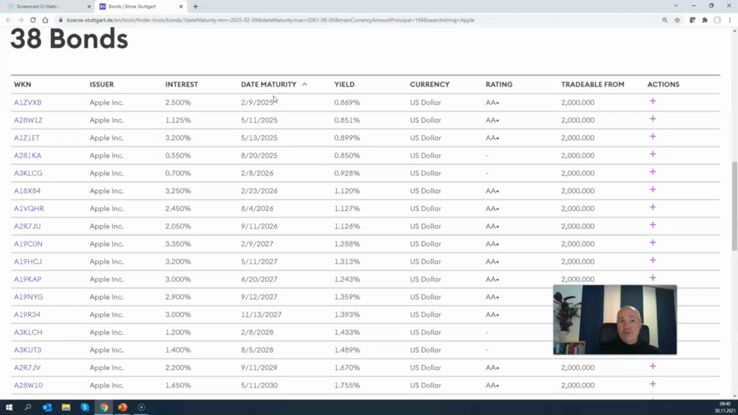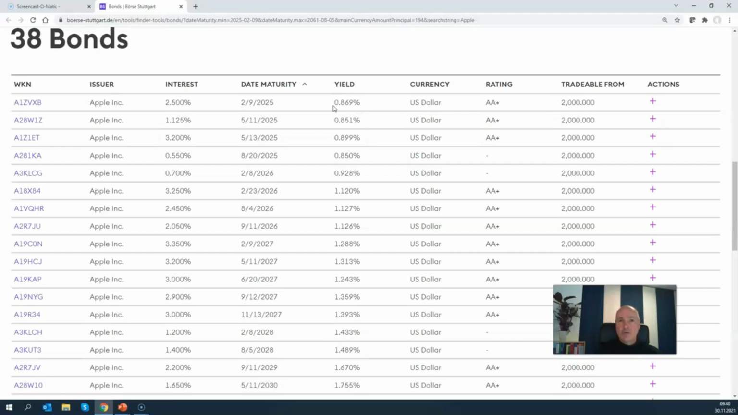Now, we're coming to the maturity. We see here that each bond has its own maturity date. So this bond will be paid back on the 9th of February 2025. This bond will be paid back on the 11th of May 2027. Very important for the investors is the yield, the current yield.